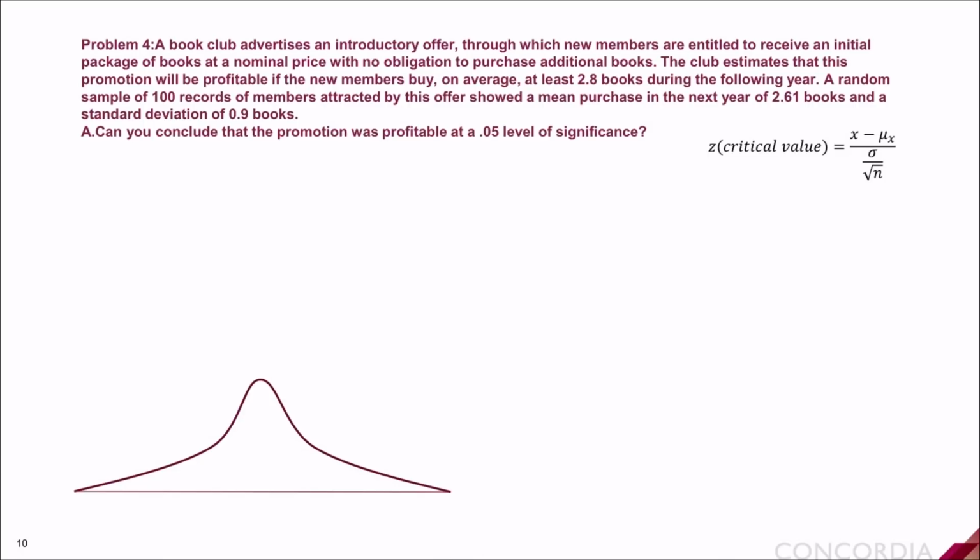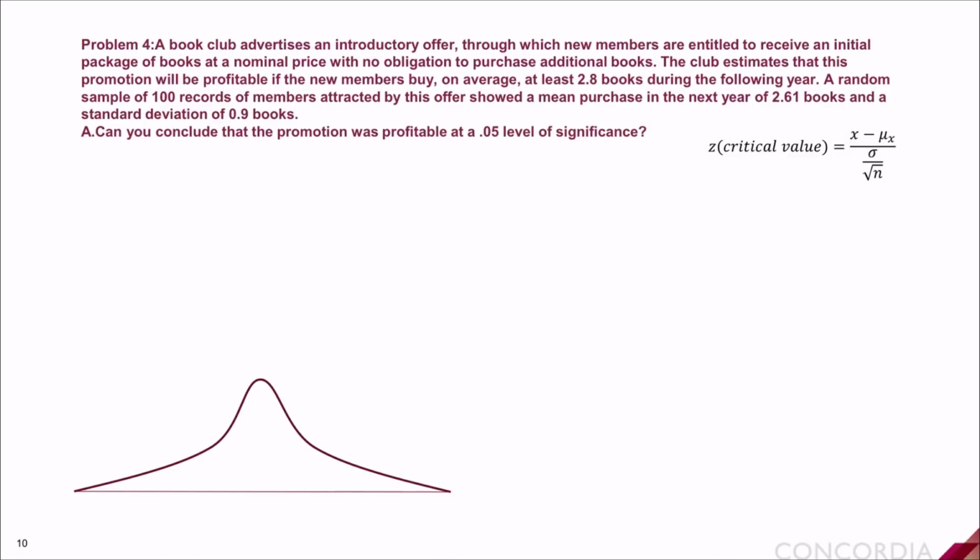Problem 4. A book club advertises an introductory offer through which new members are entitled to receive an initial package of books at a nominal price with no obligation to purchase additional books. The club estimates that this promotion will be profitable if new members buy on average at least 2.8 books during the following year. A random sample of 100 records of members attracted by this offer showed a mean purchase in the next year of 2.61 books and a standard deviation of 0.9 books. A. Can you conclude that the promotion was profitable at a 0.05 significance level?